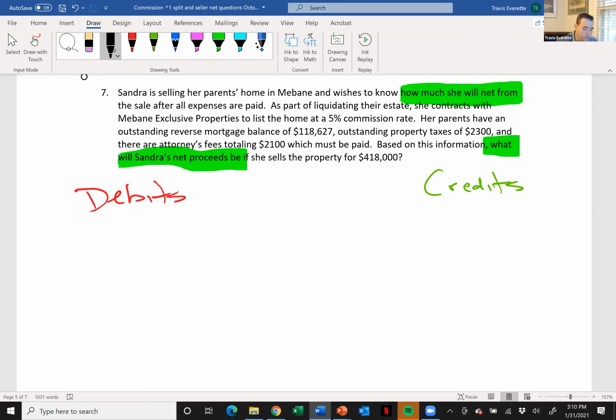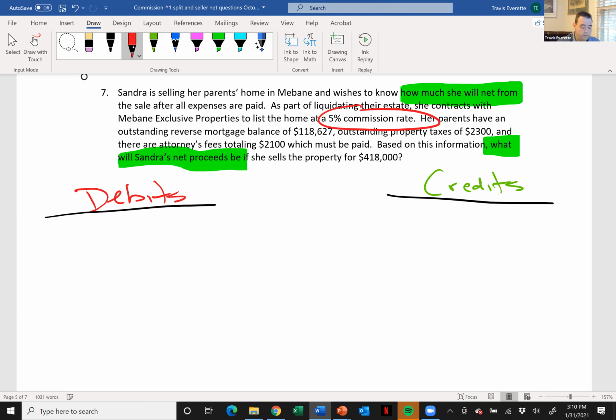Let's talk about each one. Okay. Sandra is selling her parents' home in Mebane, and we need to find how much she will net from the sale after all expenses are paid. As part of liquidating their estate, which just means selling, she contracts with Mebane Exclusive Properties to list the home at a 5% commission rate.